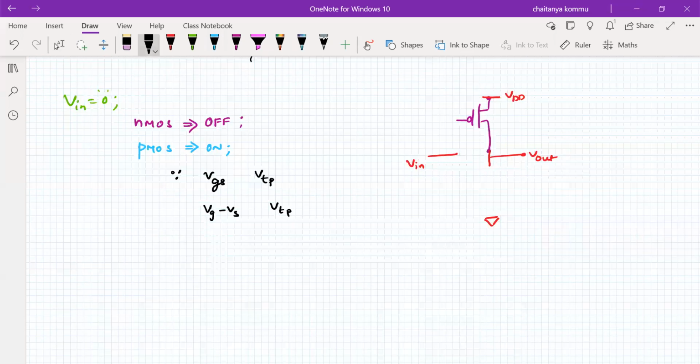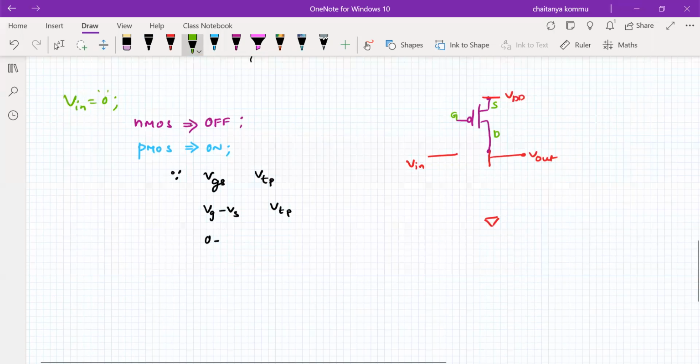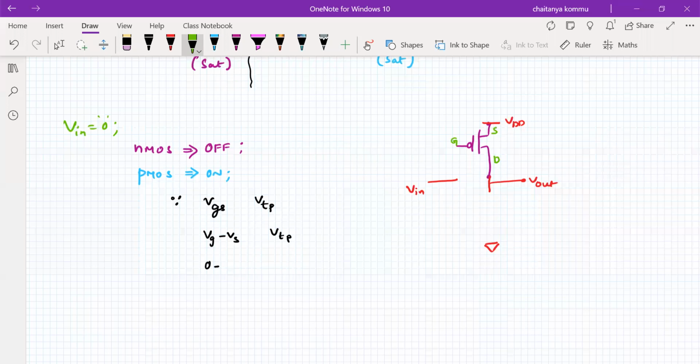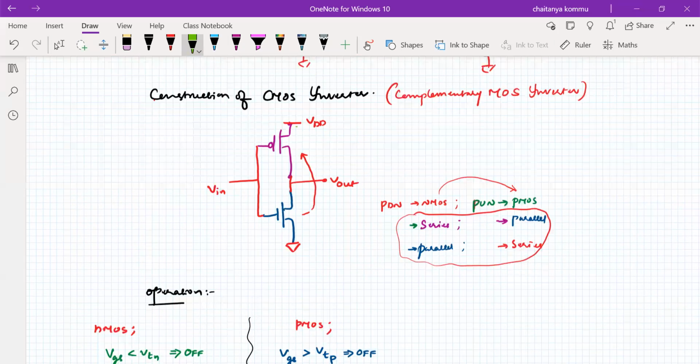We have applied 0. What is the source? As we know, this is the source for the PMOS, this is the drain for the NMOS. Sorry, this is the gate for the PMOS. This is the gate, source, and drain for the PMOS transistor. I think it's better to write it here itself. This should be the source, this should be the drain, this should be the gate. This should be the drain for the NMOS, and this is its gate and source.